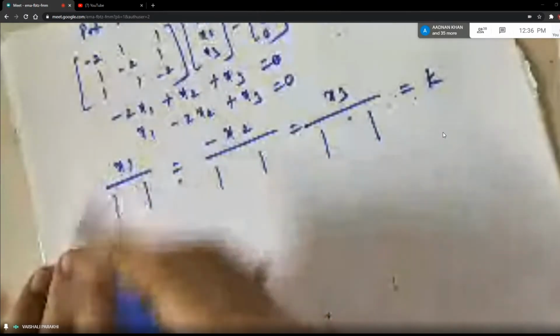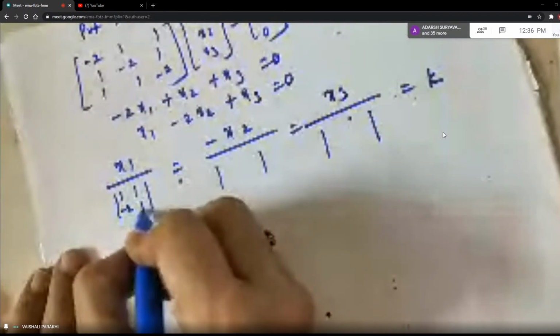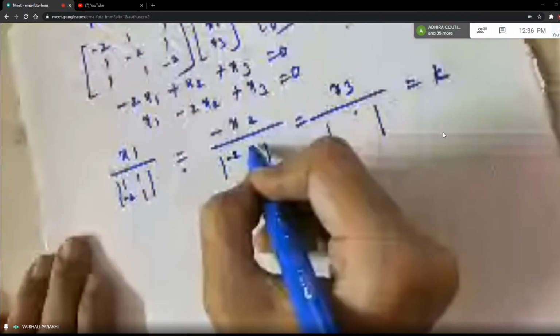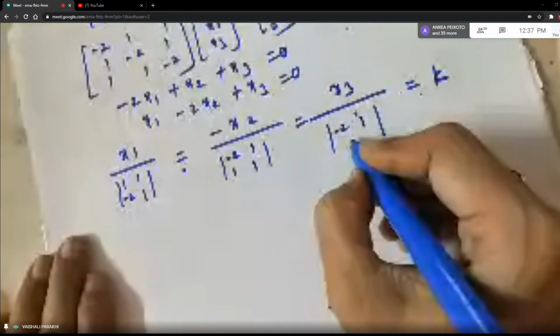Now what are the coefficients? When you write the denominator for x1, the coefficients are 1, 1, minus 2, 1. Right? When you write the denominator for x2, it is minus 2, 1, 1, 1. Correct? Tell me if I'm going wrong anywhere. Then the denominator for x3, minus 2, 1 and 1 minus 2.